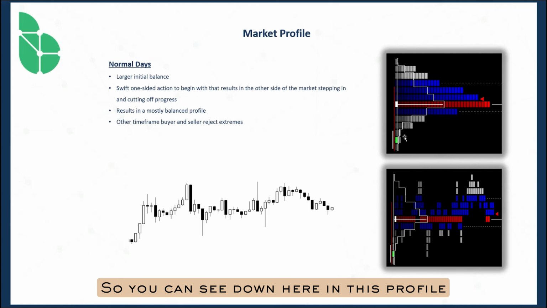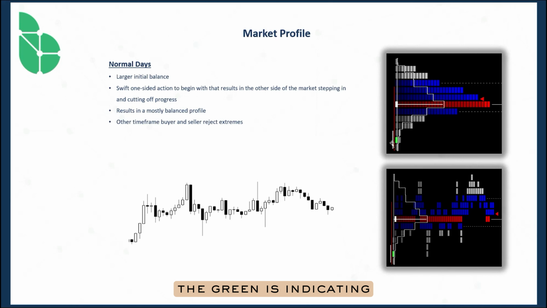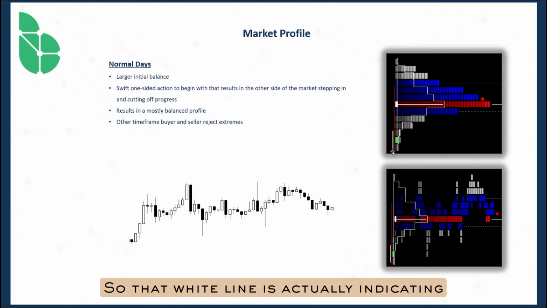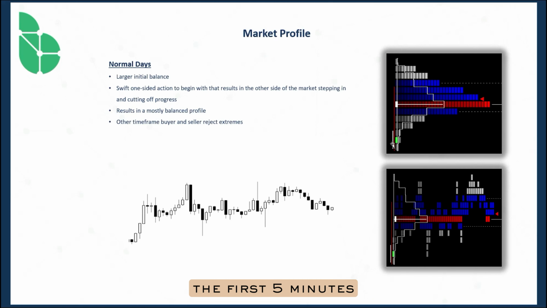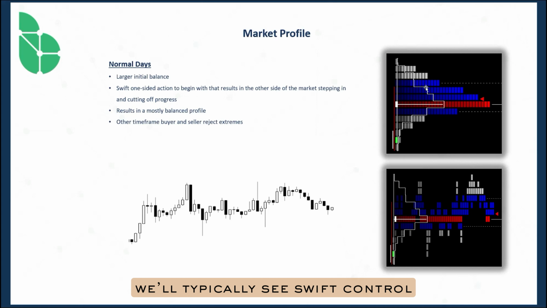So you can see down here in this profile, the green is indicating where the market opened. That white line is indicating where the market spent the first 5 minutes. Again, the initial balance is where we spent the first hour. In the beginning of a normal day, we'll typically see swift control from one side, and that will result in the other side stepping in and cutting off any further directional movement.